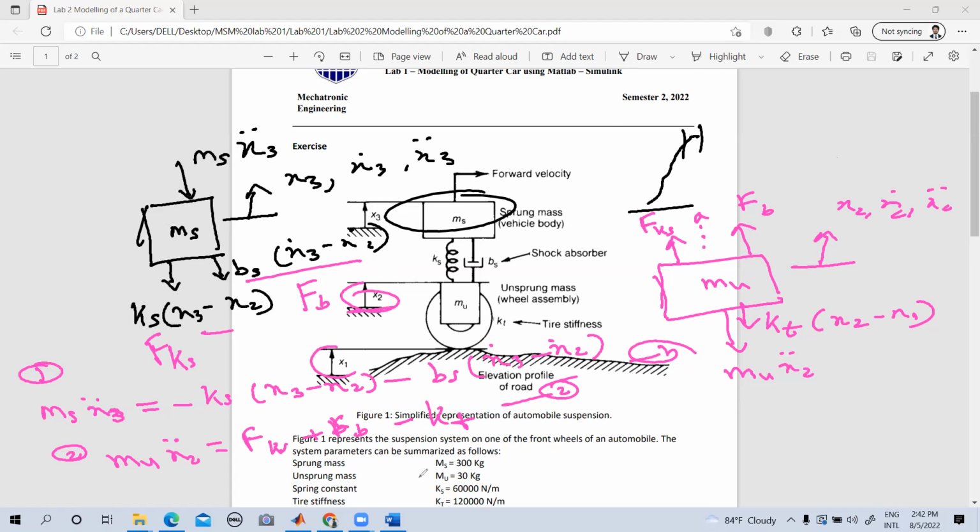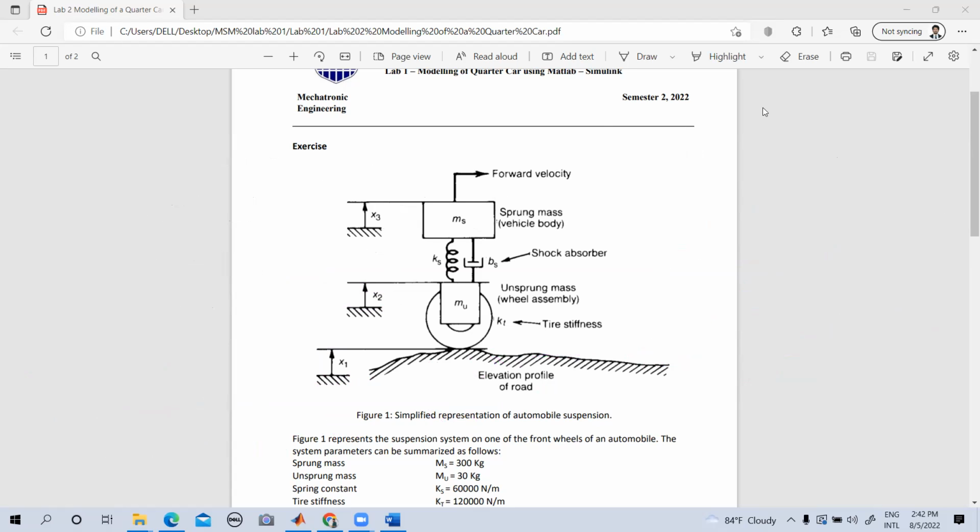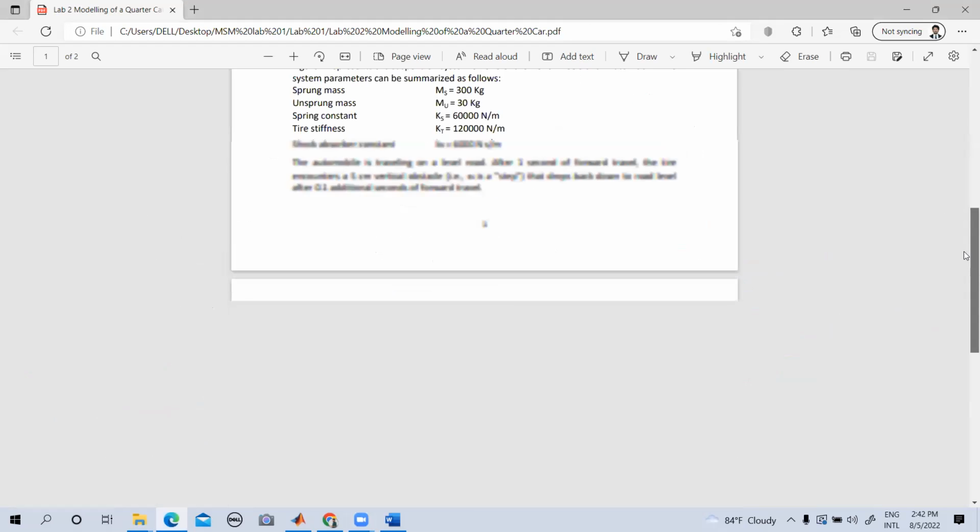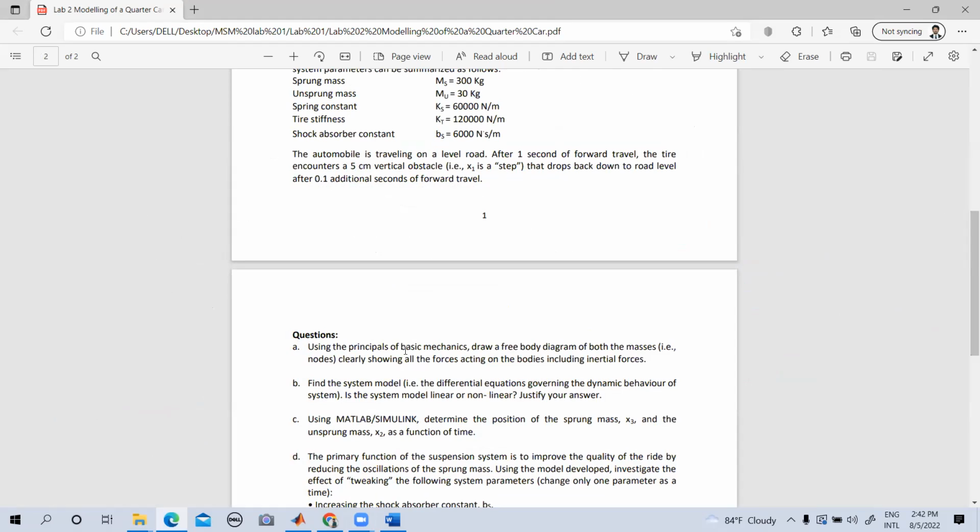This is, I think, the first part of the lab anyway. You just have to model this, draw the free body diagram and get the differential governing equations. And then the system model, linear or non-linear.